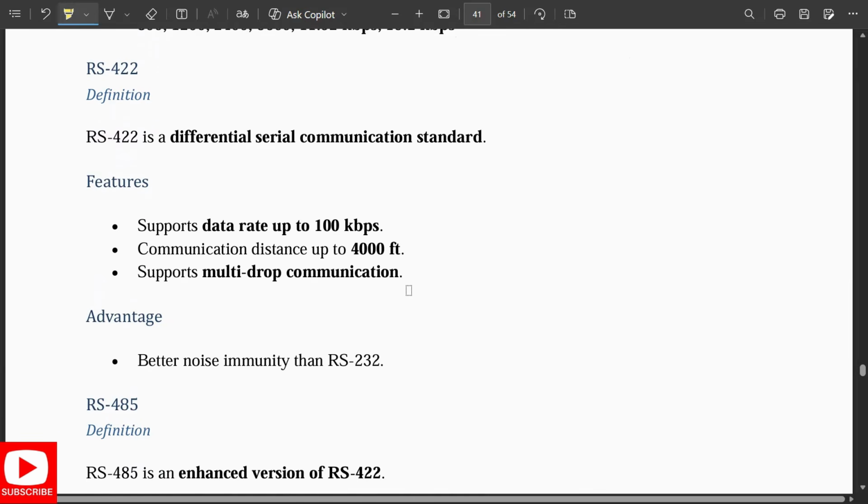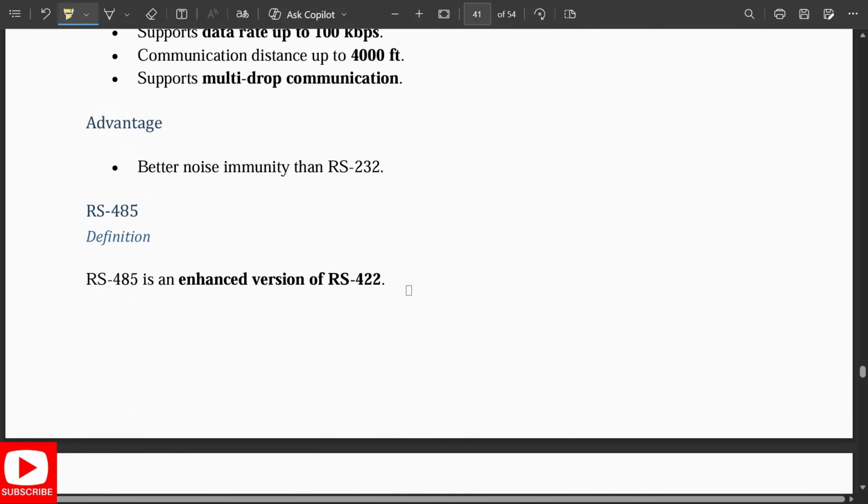Next, RS-422, which is a different serial communication standard. This supports a data rate up to 100 kbps, and the communication distance is different, and it supports multi-drop communication. It overcomes the previous one.